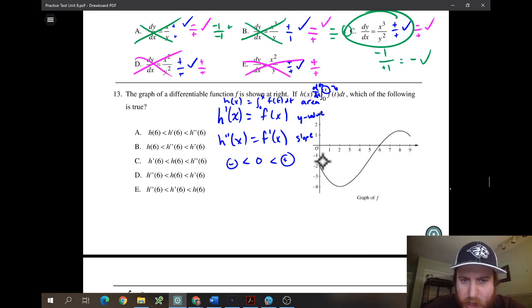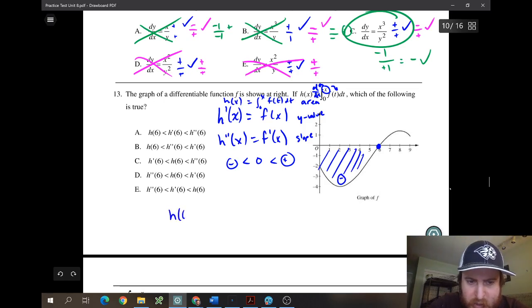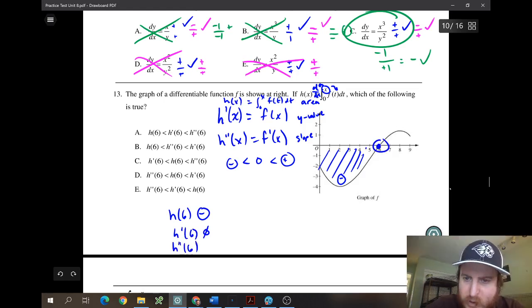So anyways, in this case, looking at 6. At 6, if we did the area from 0 to 6, that area is negative, so h of 6 is going to be a negative value. Then h prime of 6, that was our y value. H prime of 6, the y value is 0. And then h double prime of 6, that's going to be our slope. This graph is increasing right now, so that's going to be positive.